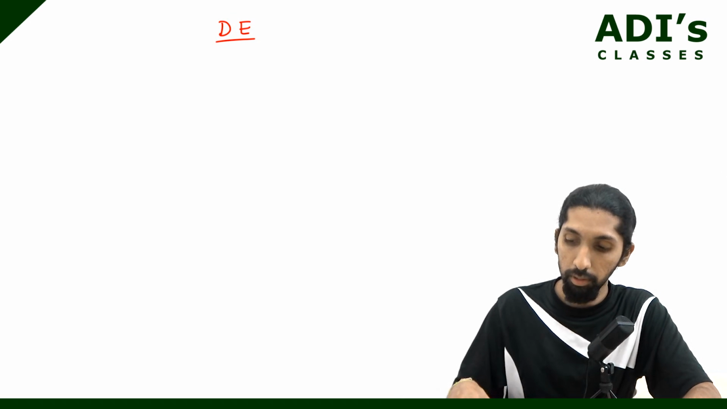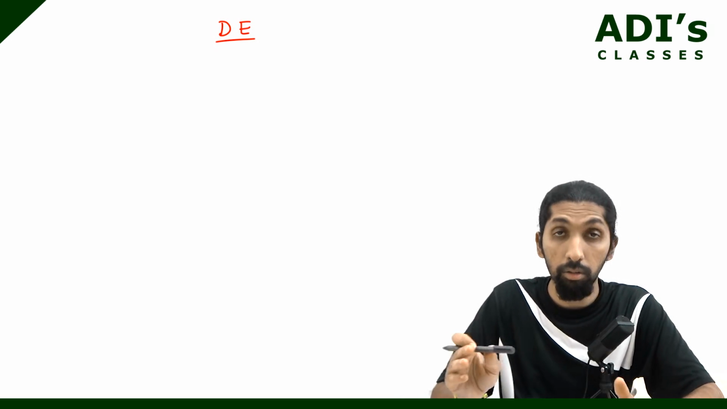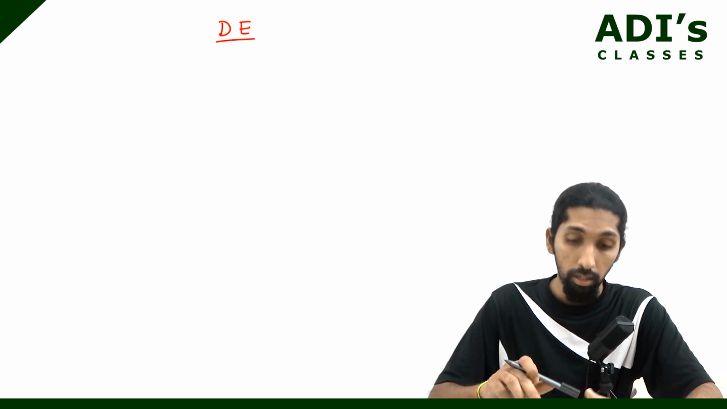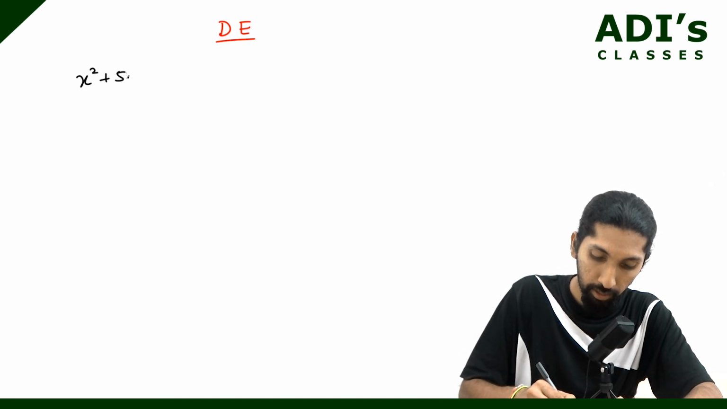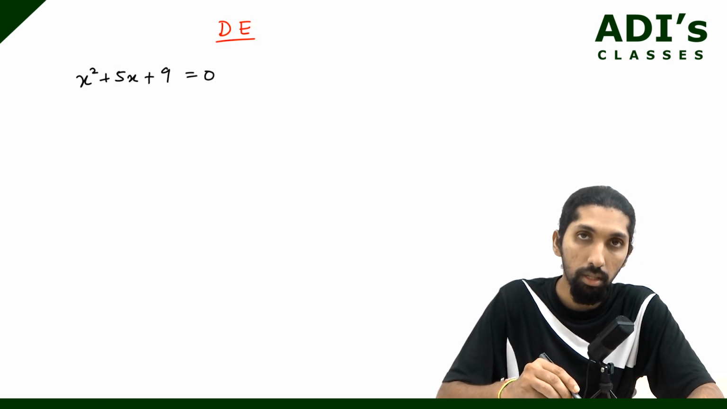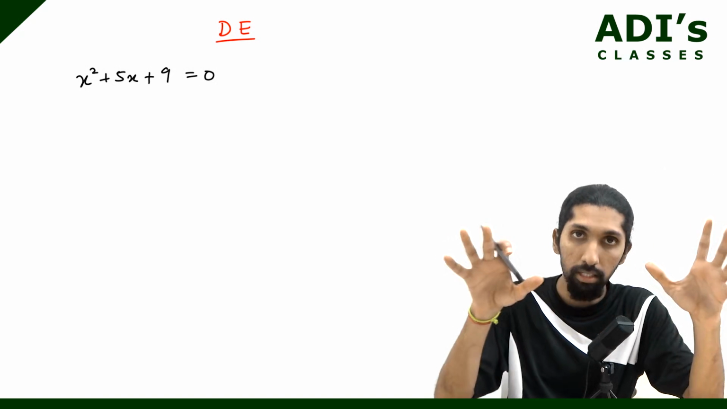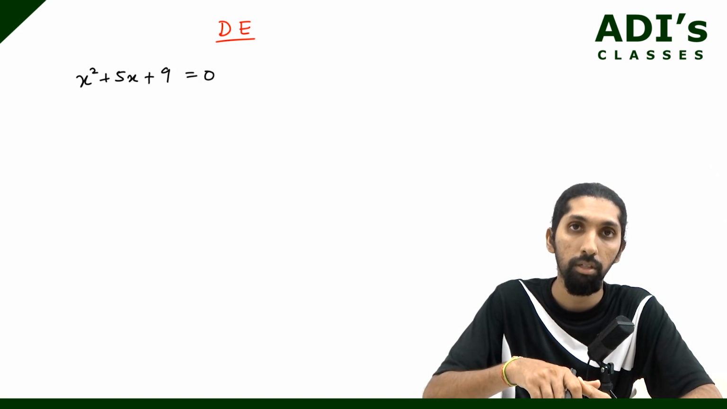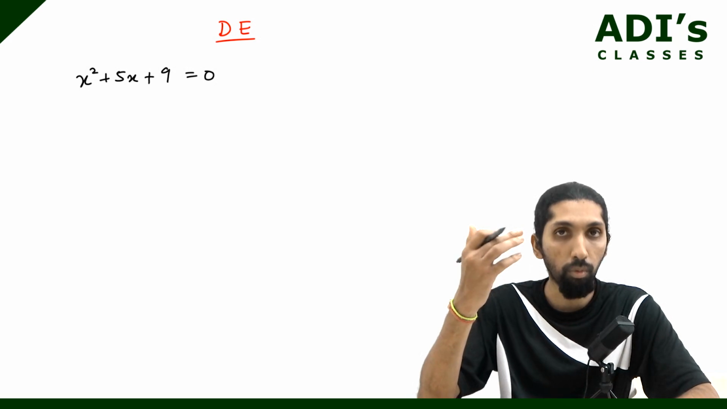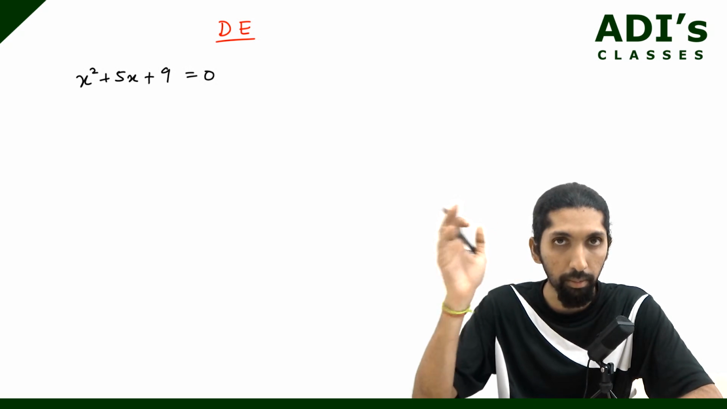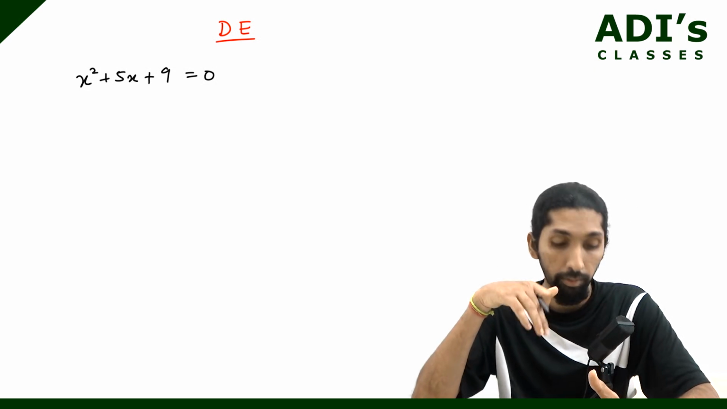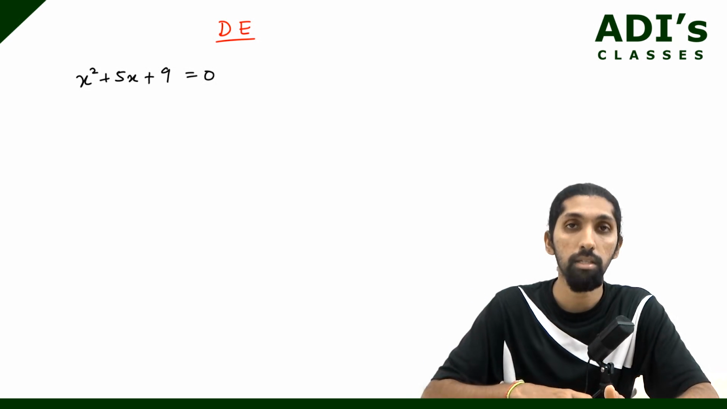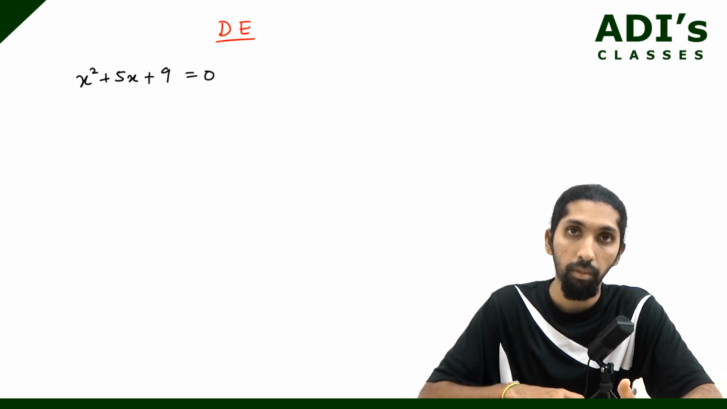To understand a differential equation, think of it like any other normal algebraic equation. Suppose I write x square plus 5x plus 9 is equal to 0. You know it's an algebraic equation. On a broad classification, it's an algebraic equation. Under that you can say it's quadratic and so on, but on the broader scale, this is an algebraic equation.